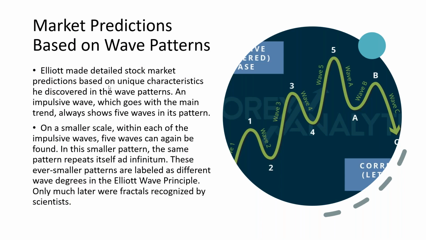Elliott made detailed stock market predictions based on unique characteristics he discovered in the wave patterns. An impulse wave, which goes with the main trend, always shows 5 waves in its pattern. This is what the Elliott wave patterns are based on: these 5 impulse waves, and then a reversing set of A, B, and C waves. Okay, I have a personal problem with it as I can't even see them.